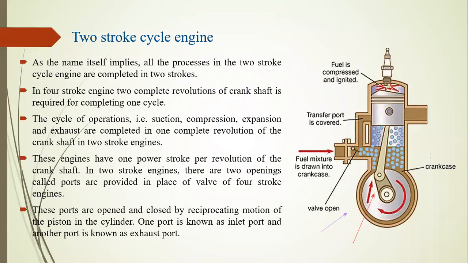This portion is called the crank. This portion is called the connecting rod. This portion is called the piston. This portion is the cylinder. These are all the same as in the four-stroke cycle.